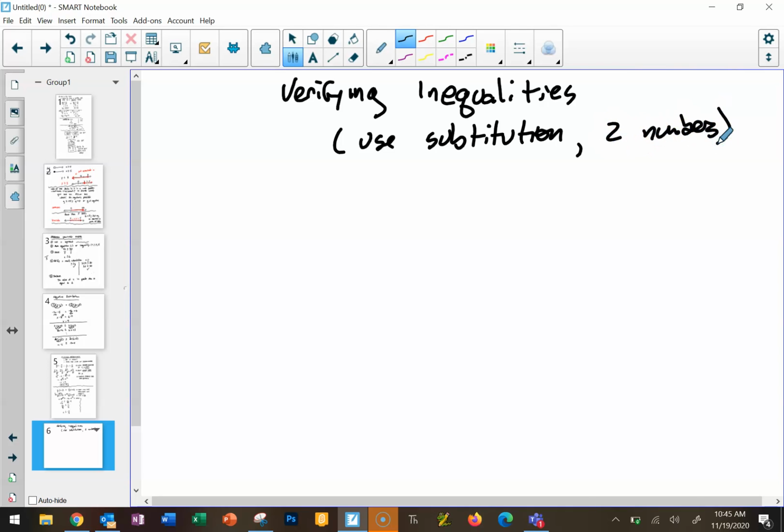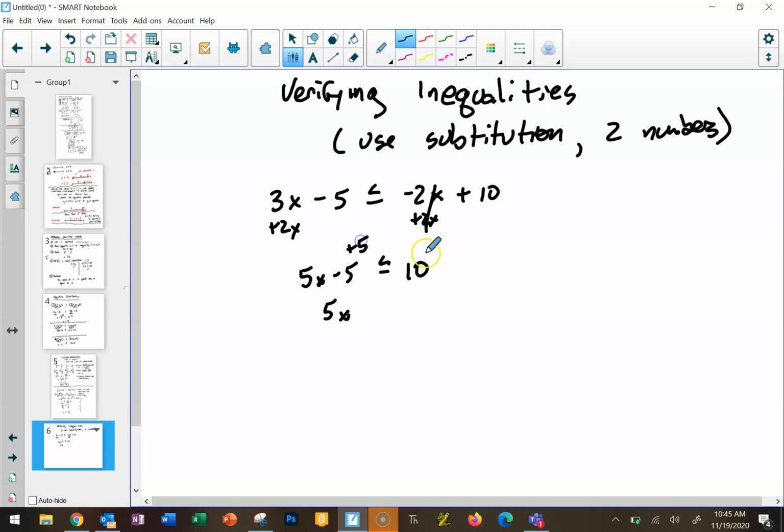Okay. So let's just do a question where we've got 3x minus 5 is less than or equal to negative 2x plus 10. So we're going to solve the inequation, right? So I've got to add 2x to both sides, and then we're going to have 5x minus 5 is less than or equal to 10. Okay, so we've got to add 5 to both sides to get the 5 to the other side. So we've got 5x is less than or equal to 15, and then we've got to divide by 5, and we're left with x is less than or equal to 3.